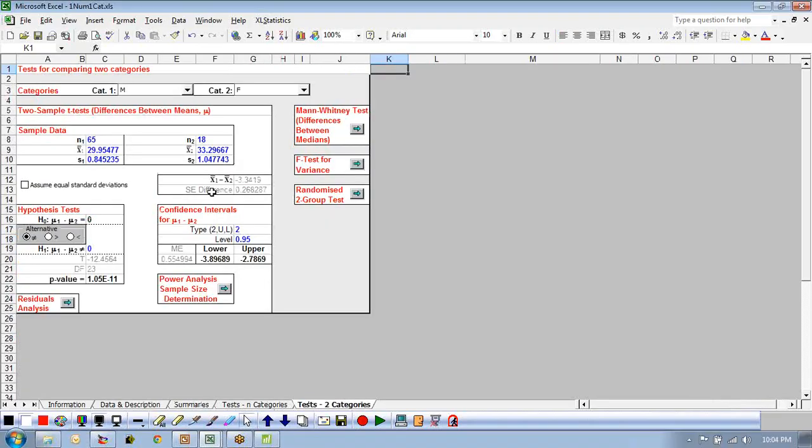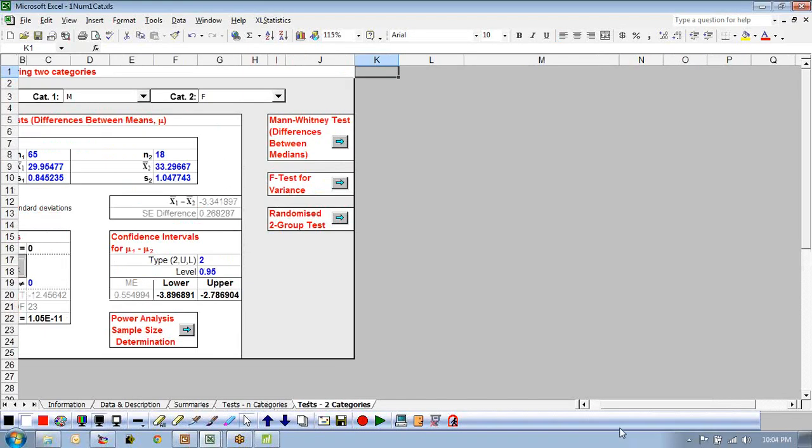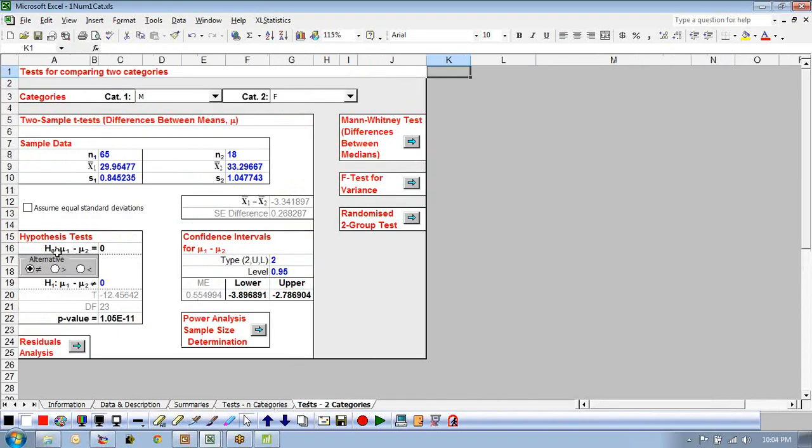If you go to the Tests by 2 Categories page, oh, look at this. The nice thing about Excel statistics is a lot of stuff is already given to us. Here's our hypothesis test: mu1 minus mu2 is equal to 0 versus it's not. And it says the p-value is 1.05 times 10 to the minus 11. That's 1 with 11 zeros in front of it.